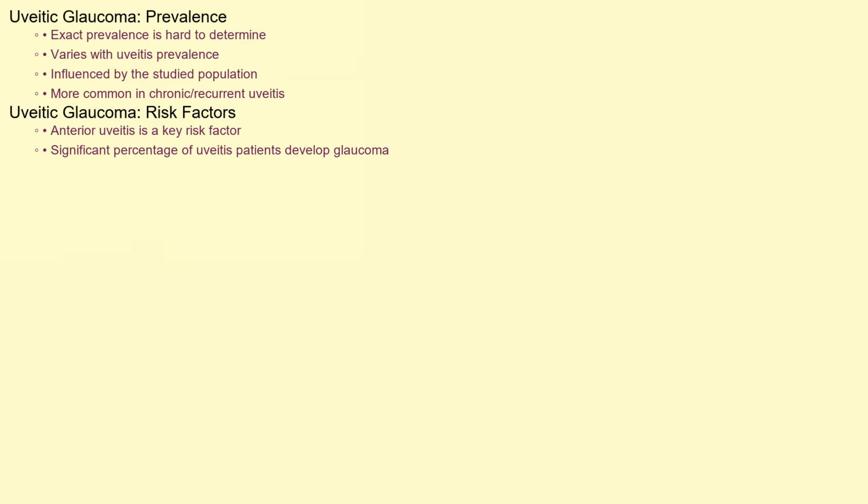Uveitic glaucoma's exact prevalence is difficult to pinpoint, as it varies based on the prevalence of uveitis itself and the specific population studied. It is often more common in individuals with chronic or recurrent uveitis, particularly those with anterior uveitis. Studies suggest that a significant percentage of people with uveitis will develop glaucoma at some point.